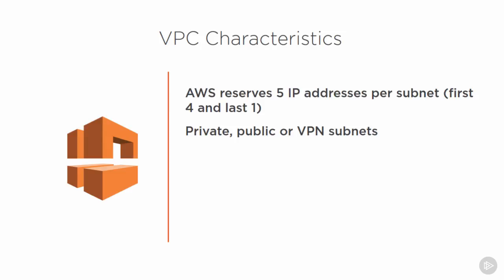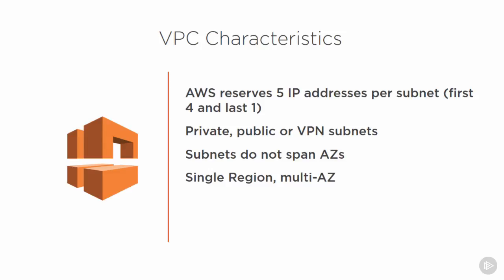You can also create 3 types of subnets: a private subnet, a public subnet, or a VPN-only subnet, or a subnet dedicated to VPN. Subnets do not span availability zones, so you cannot have a single subnet that goes between availability zone A and availability zone B. You would need to have separate subnets per availability zone.